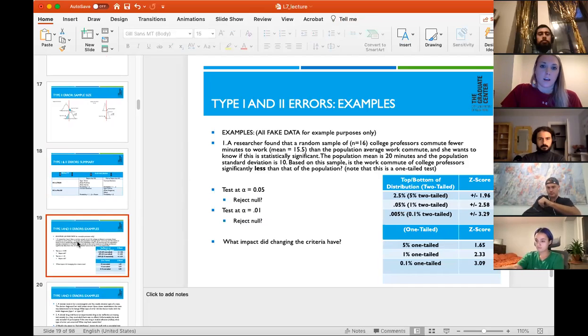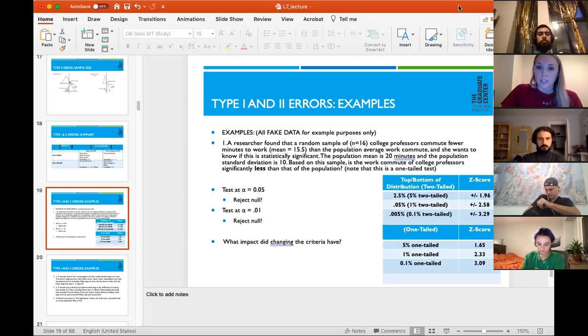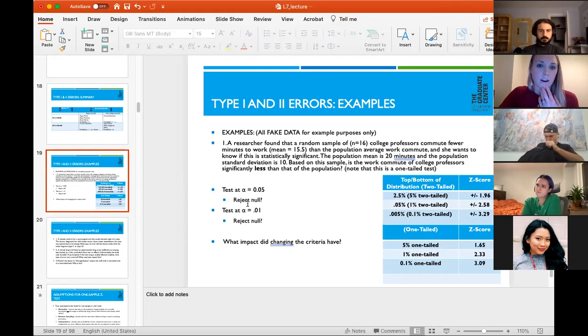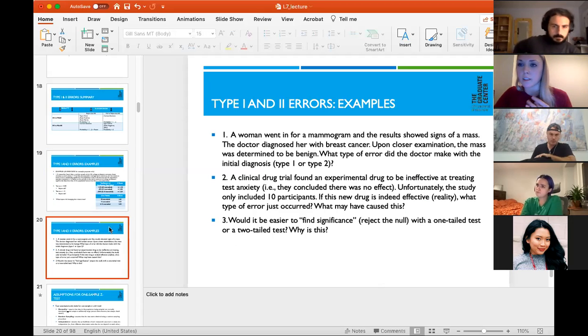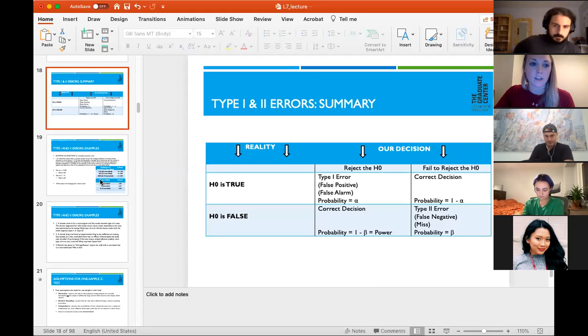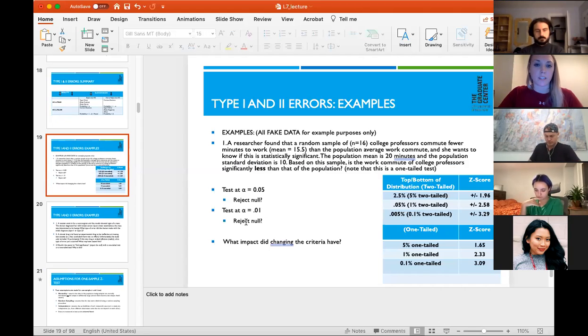All right. Okay, so some examples really quickly here. A researcher found a random sample of N of 16 college professors whose commute has a mean of 15.5. So I guess we can test this in R. Let me look at what time it is, see if this is a good time to take a break. Let's go through this really quickly and then we'll take a break before we get into assumptions.